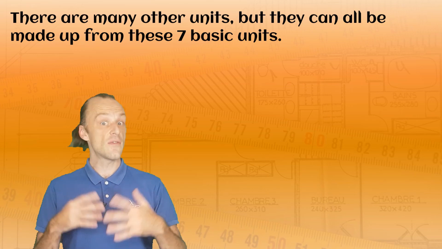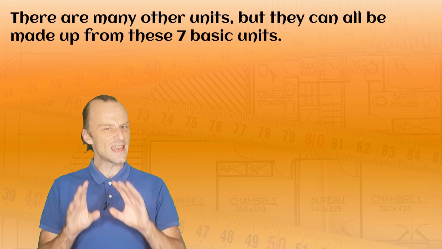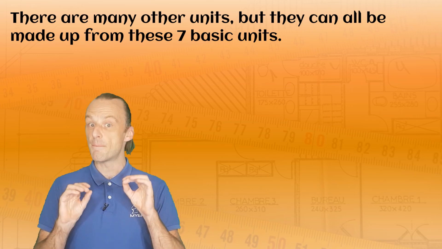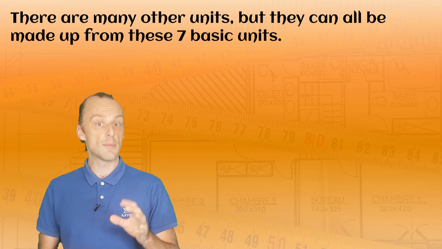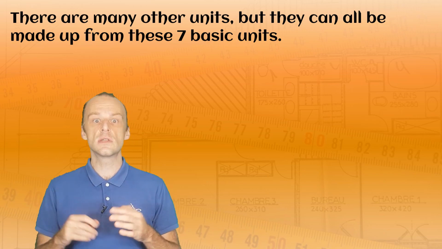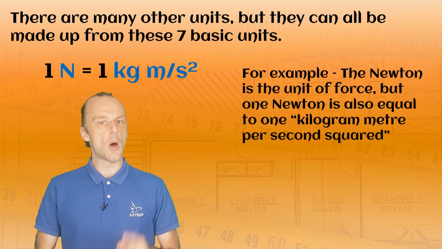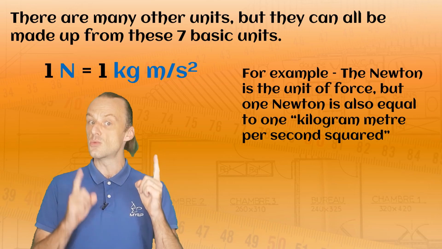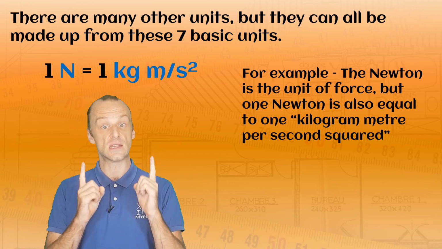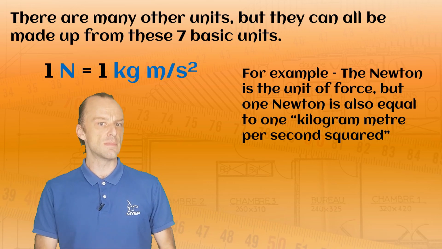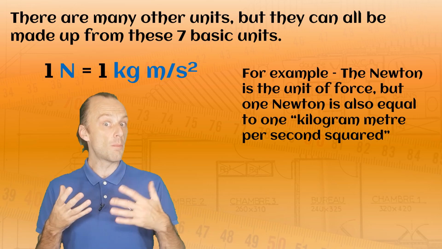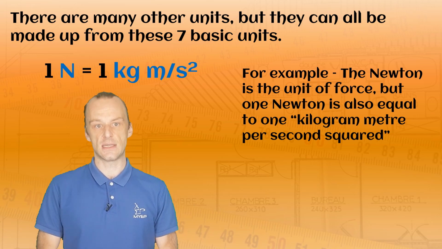You may have heard of other units that we use, but they can all be made up from these basic 7. For example, you might have heard of the Newton as a unit of force, but 1 Newton is equal to 1 kilogram meter per second squared, and kilograms, meters, and seconds are all basic SI units.